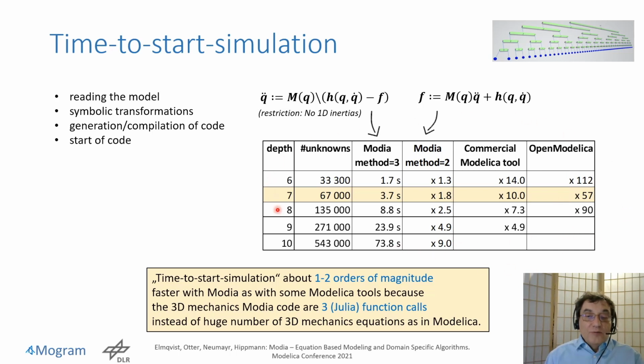As you see here, roughly Modia start time is about 1 to 2 orders of magnitude faster than with these Modelica tools. The reason is simply because the Modia code contains just 3 function calls for the 3D mechanics part, whereas the Modelica tools have to go with a huge number of 3D mechanics equations that are present in the code.